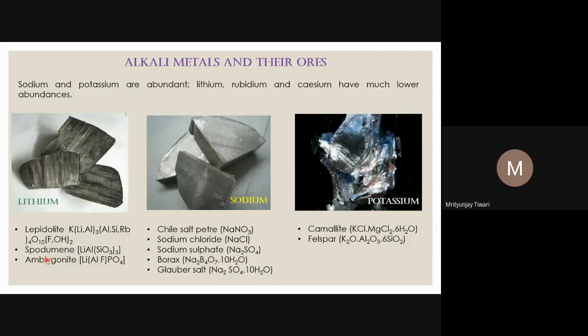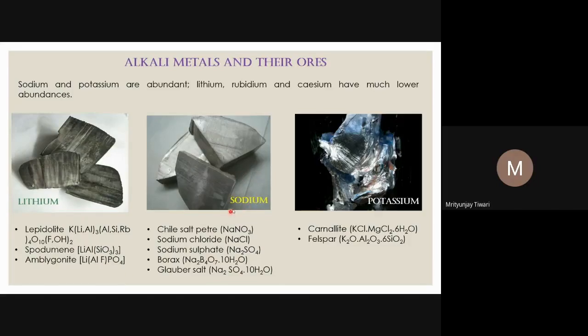And then spodumene. These ores may be difficult for you to remember, but if you can remember, it is okay. Even if you don't remember, you should just know certain names and have a certain idea. Spodumene contains lithium. Amblygonite is also lithium, and also aluminum, another metal. So these are all the ores of lithium that we usually use to obtain lithium, and we extract lithium from them by certain methods.